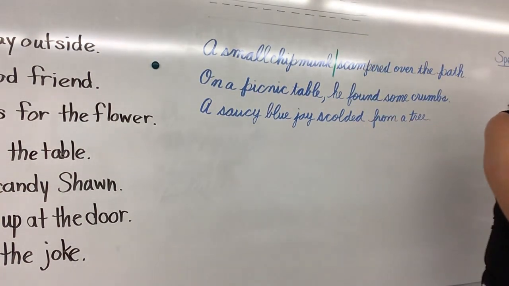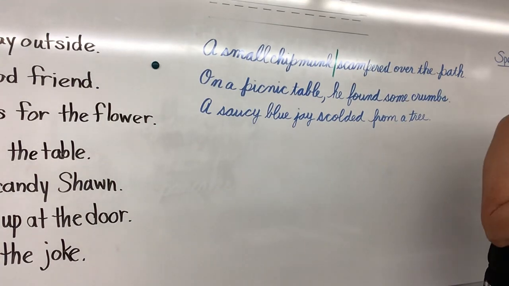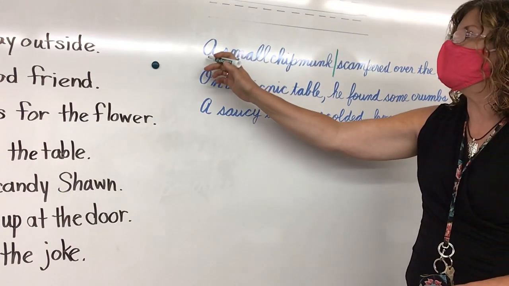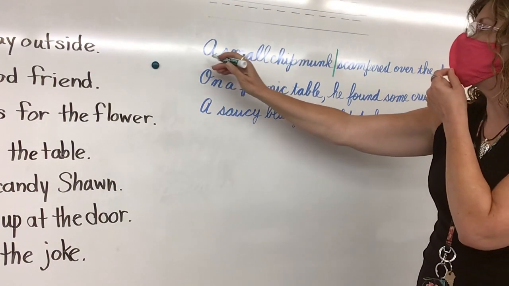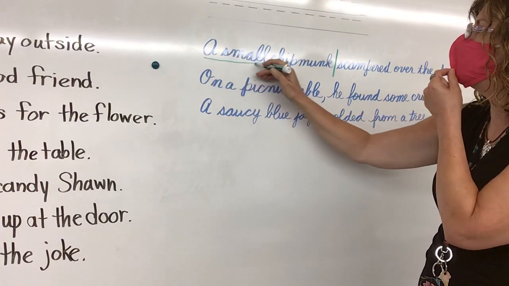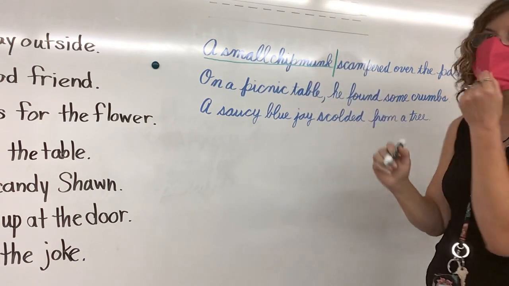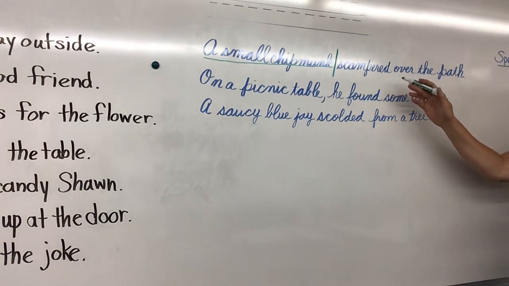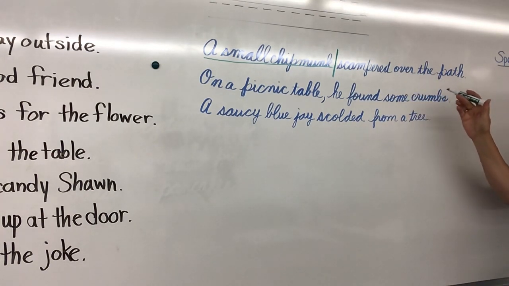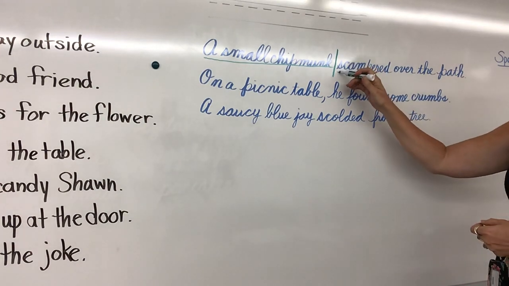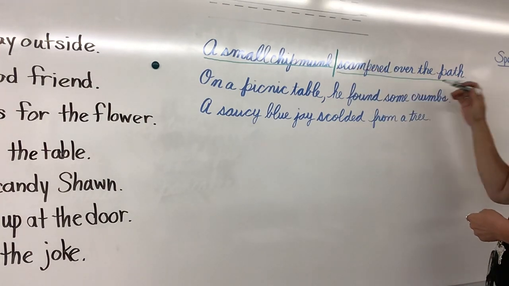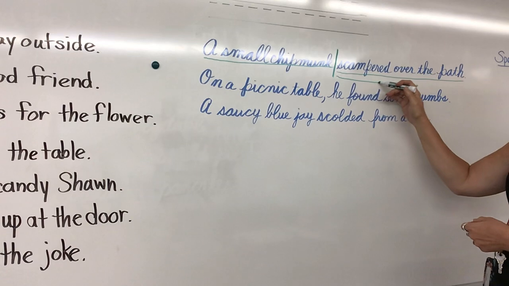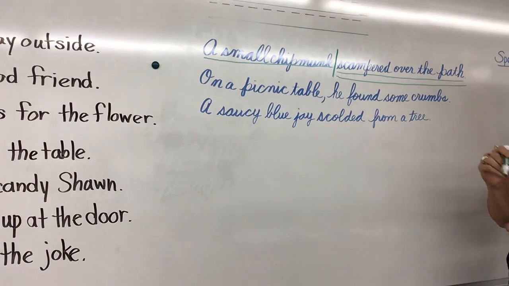Now for today's paper, we're going to do something different, because not only are we going to put a line there, we're going to underline the subject part once. So we would go a small chipmunk with one nice neat line. What did that small chipmunk do? Scampered over the path. So the predicate part, we're going to underline it twice. So you need to do two nice neat lines under the predicate part.